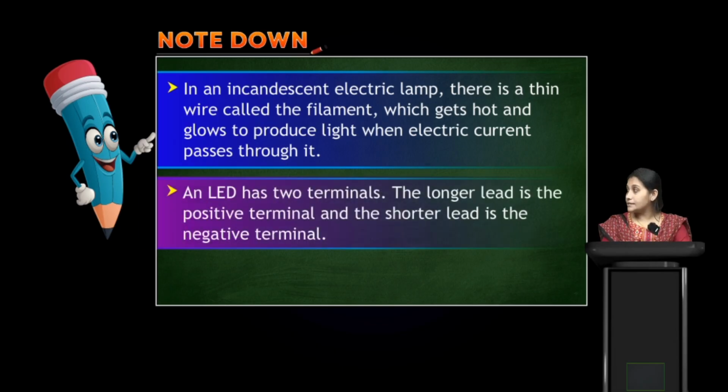And the second one: an LED has two terminals. The longer wire is the positive terminal and the shorter wire is the negative terminal. The longer wire we call the positive terminal and the shorter wire we call the negative terminal.